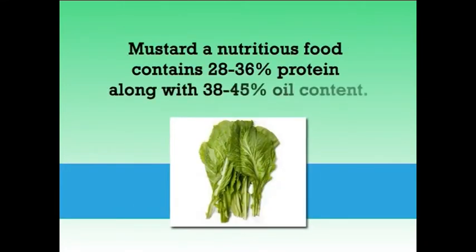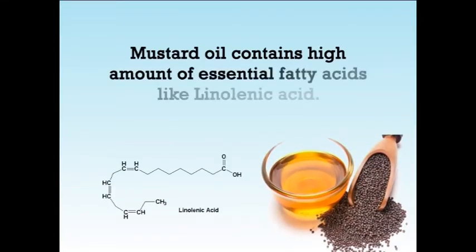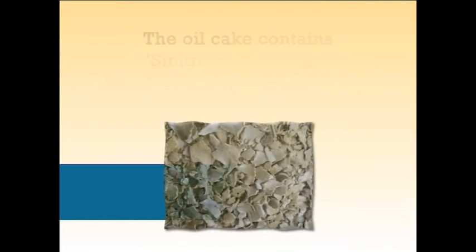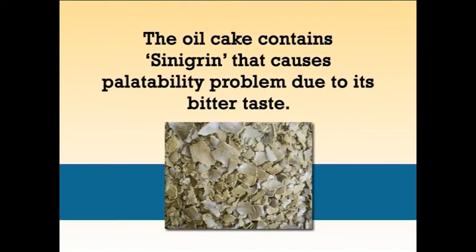Mustard, a nutritious food, contains about 28 to 36% protein along with 38 to 45% oil content. Mustard oil contains a high amount of essential fatty acids like linolenic acid. Mustard cake contains glucosinolate, and ingestion of glucosinolate has deleterious effects in animals, reducing palatability and decreasing growth and production. The oil cake contains cyanogen that causes a palatability problem due to its bitter taste.